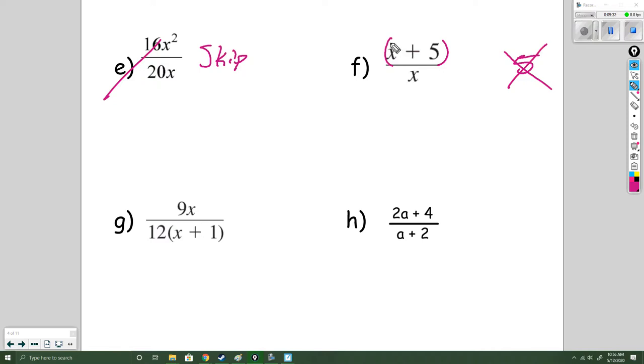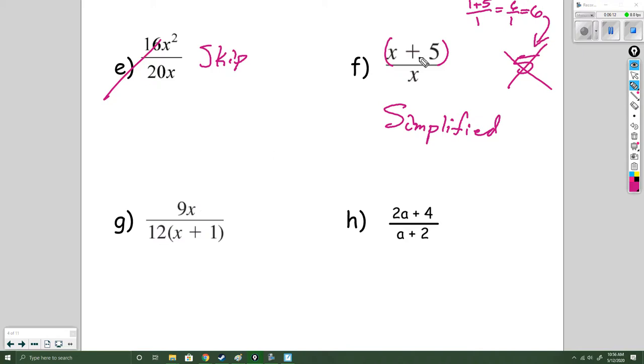All right, the reason why we can't cross out the x's is we could just plug in some numbers and figure out why that's the case. So let's plug in 1 for x. We'd have 1 plus 5 over 1, which is 6 over 1, which is 6. And obviously we can see that 6 is not the same as 5. So that's why we can't do it. It would give us different values every single time. All right, so this is already simplified, so I'll write simplified. And we'll move on to G.